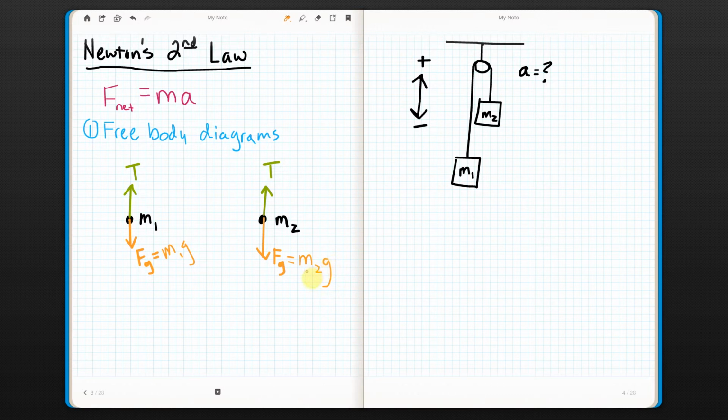Now, those are all the forces acting on these particular bodies. If we had other things going on, we'd add more forces. But that's it for free body diagrams for this particular problem. So we'll move on to step 2.